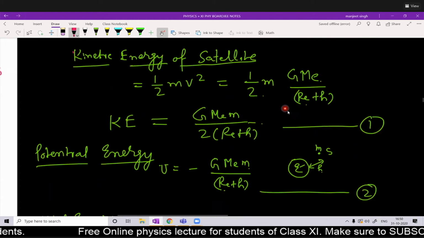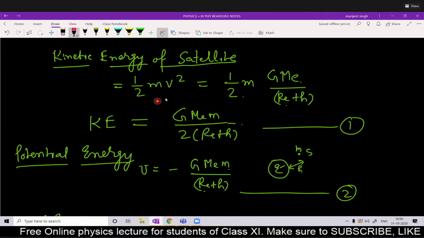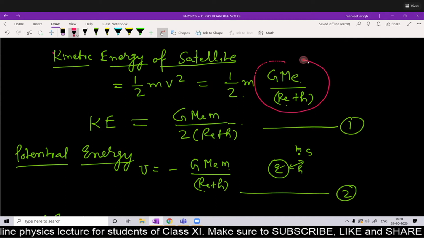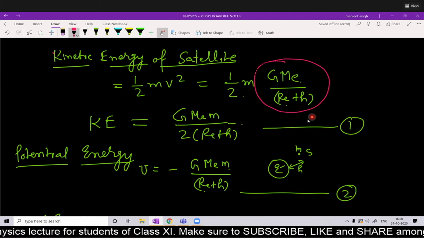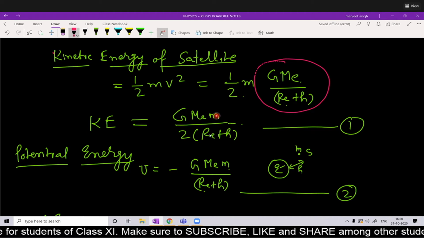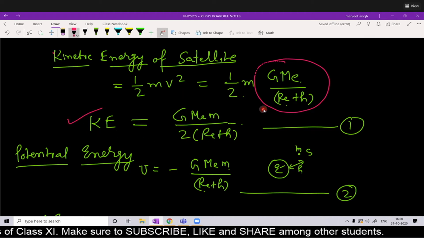See, kinetic energy of the satellite is half mv square. The velocity square expression comes out to be GMe upon Re plus h. So we have substituted here and we get GMem upon 2 Re plus h. This is the kinetic energy formula, right?